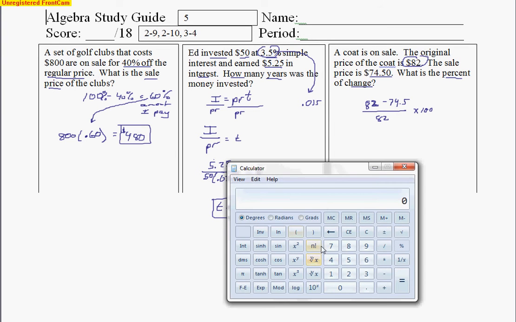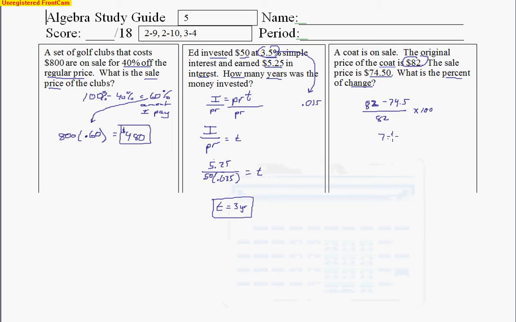So I'll do 82 minus 74.5, and that gives me 7.5. Then I divide by the 82, and when I do that, I end up with 0.0915, and it kept on going a little bit. So I moved that decimal over 2 spaces, 1, 2. That's going to give me about 9.15%, so about a 9% decrease is what I ended up getting there.